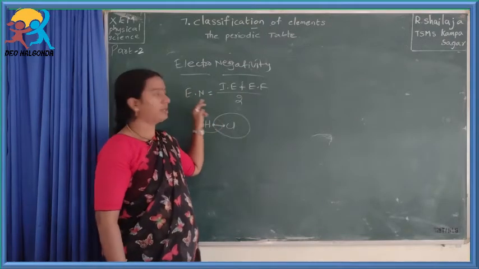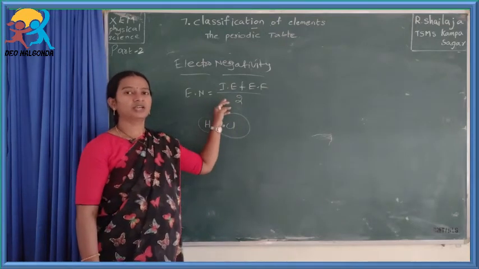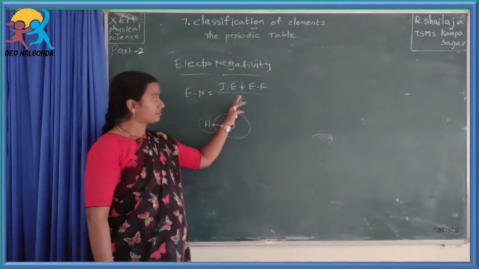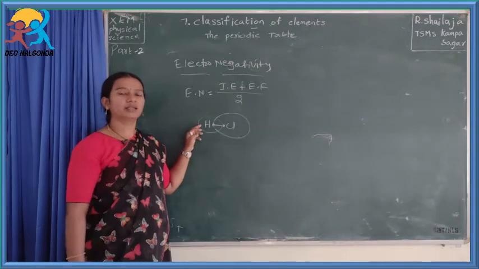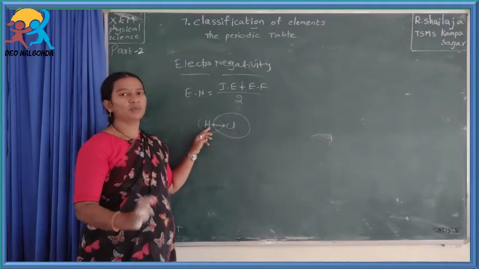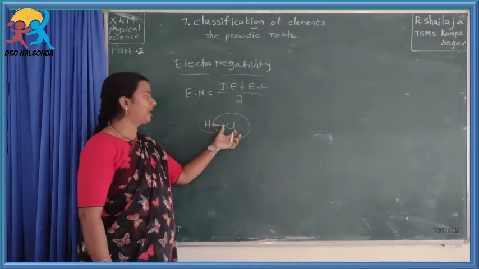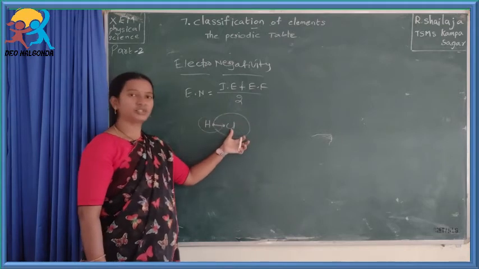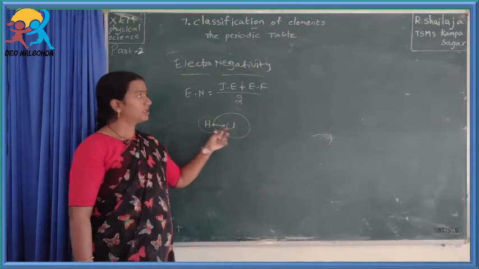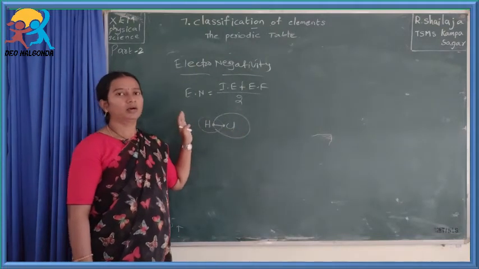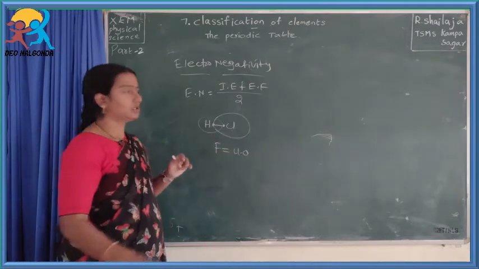This electronegativity we can measure by the average of ionization energy and electron affinity. What is electronegativity? The tendency to attract the bonding pair of electrons. For example, in hydrogen and chlorine, the bonding pair of electrons is more attracted towards chlorine and less towards hydrogen. Why? Because chlorine has more electronegativity. Among all elements, the most electronegative element is fluorine. Its value is 4.0.